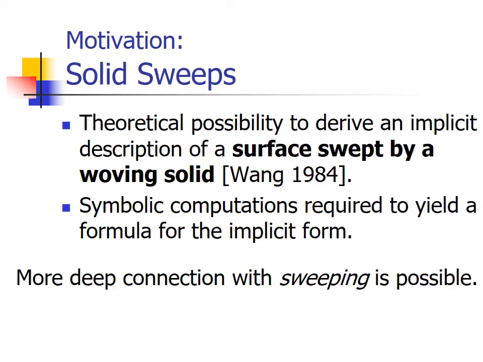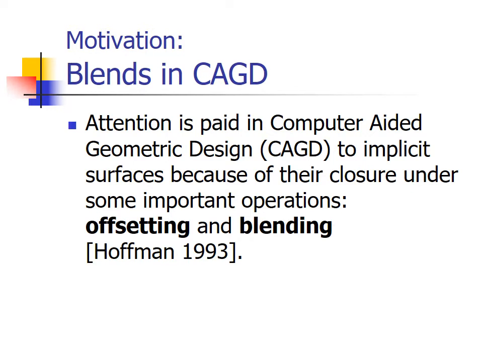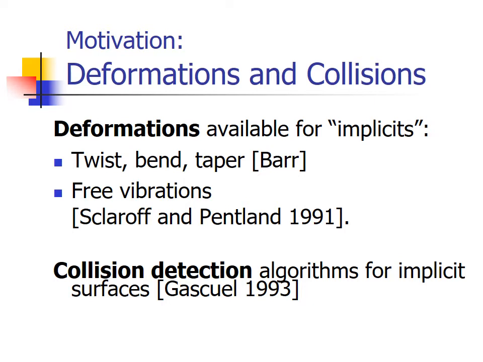Connection with solid sweeps. There is a theoretical possibility to derive an implicit description of a surface swept by a revolving solid. Attention is paid in computer-aided geometric design to implicit surfaces because of their closure under such important operations as offsetting and blending. Several deformations are available for implicit objects such as twist, bend, taper, and free vibrations. In addition, there are collision detection algorithms for implicit surfaces.